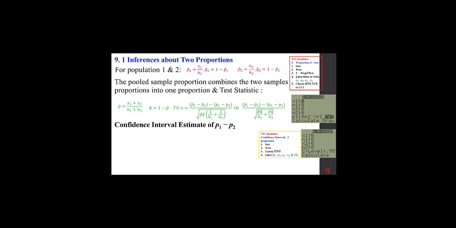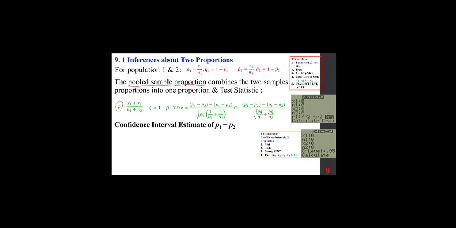And so the pooled sample proportion combines the two sample proportions into one proportion and test statistic. What do we mean by that? In the case of two proportions, the formula that we are going to use: p bar is x sub 1 plus x sub 2 over n sub 1 plus n sub 2, or simply, if p1 hat and p2 hat are given, add them up, divide by 2. That's the same concept. Now q bar is 1 minus p bar. This is known as the pooled sample proportion.